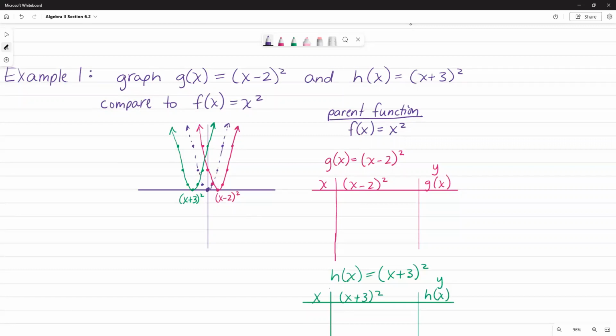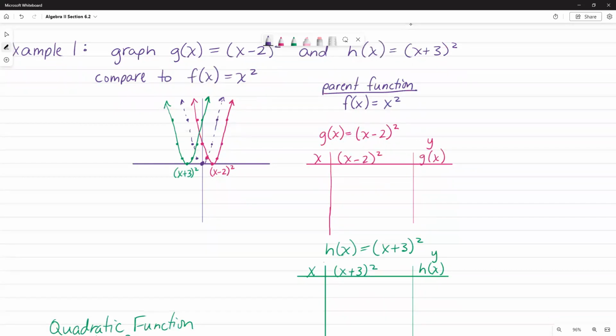Now I want to talk about the math of how we would graph these. Let's look at (x minus 2) squared, and I'm going to start like they did, with 0. If x equals 0, then I have 0 minus 2 squared, which is negative 2 squared, and that gives me a y value of 4. If x equals 1, then we have 1 minus 2 squared, which gives me negative 1 squared, which is 1.